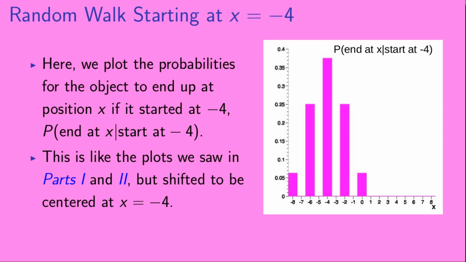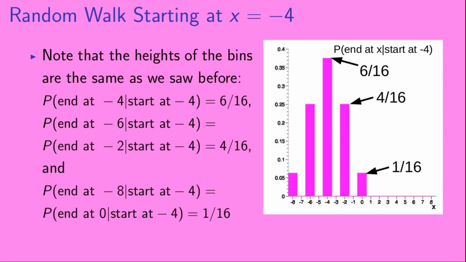Here, we plot the probabilities for the object to end up at position x if it started at -4. So that's the probability that it ends at x given that it started at minus 4. This is like the plots we saw in parts 1 and 2, but shifted to be centered at x equals minus 4. Note that the heights of the bins are the same as we saw before.